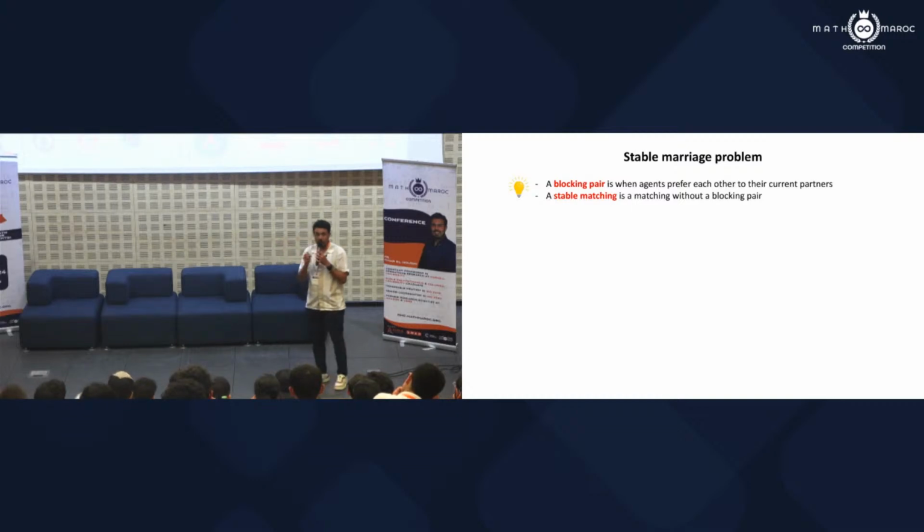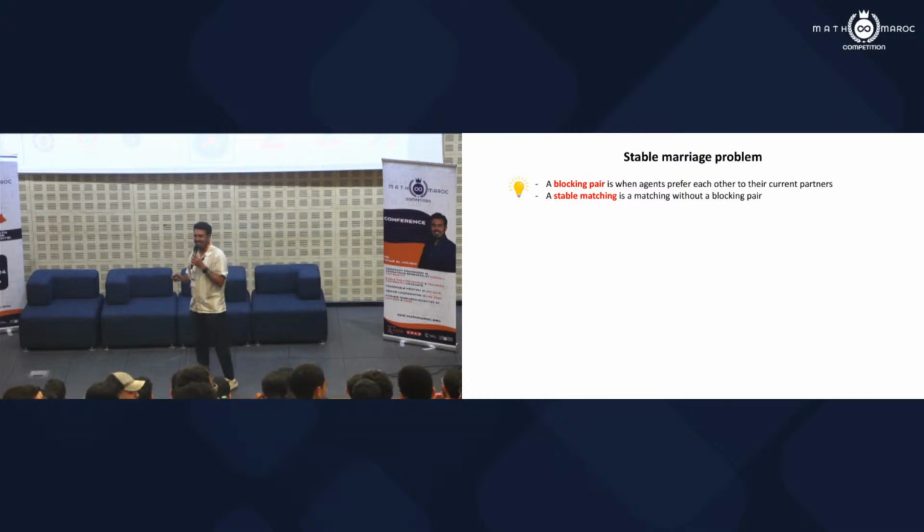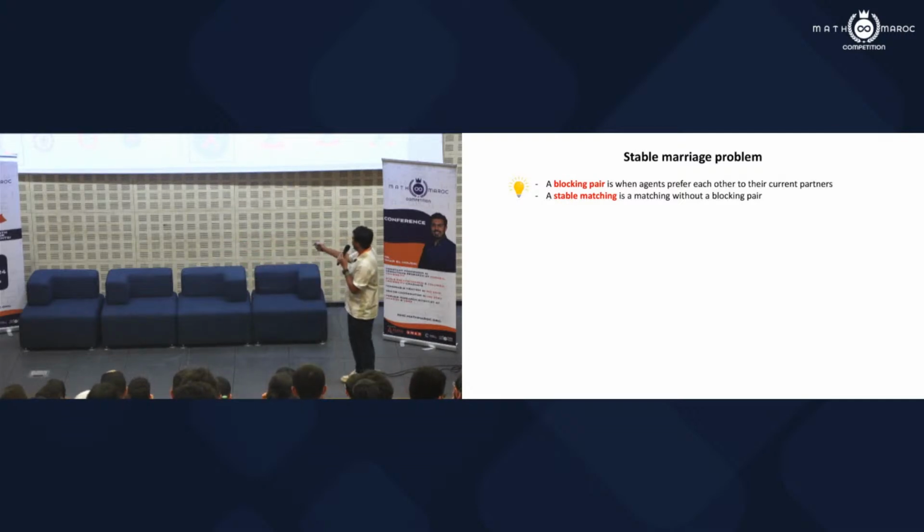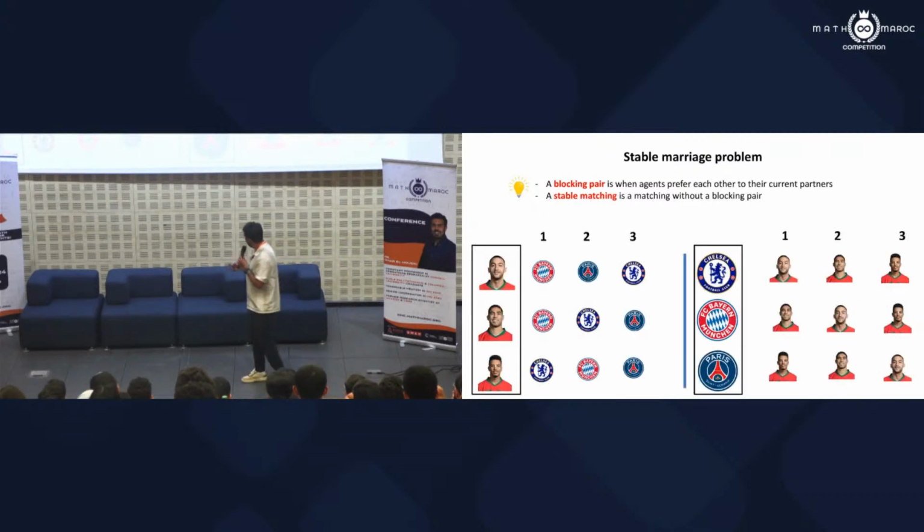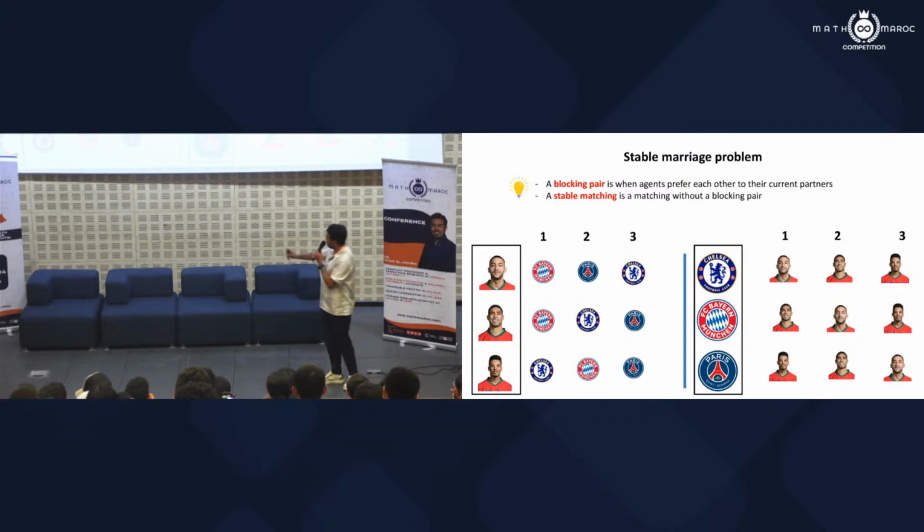So let's do a simple example, so that you wake up with the players. Who doesn't know these players? You don't know? Okay. This is Ziyech, Hakimi, and Unahi. And these are soccer teams: Chelsea, Bayern, and PSG. So let's do an exercise.